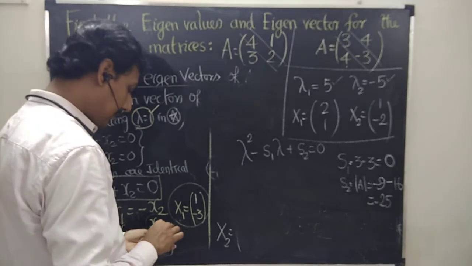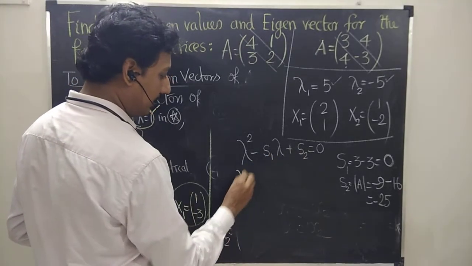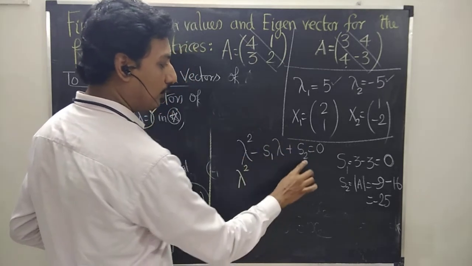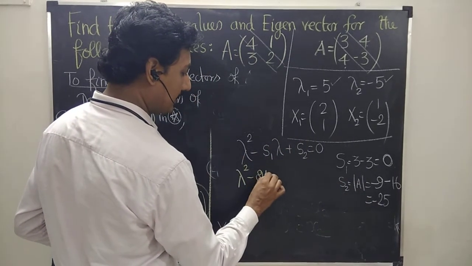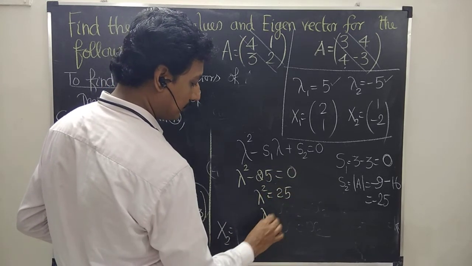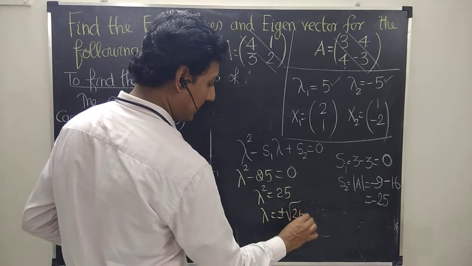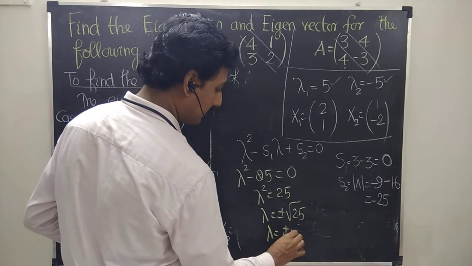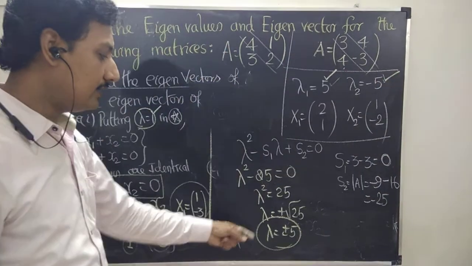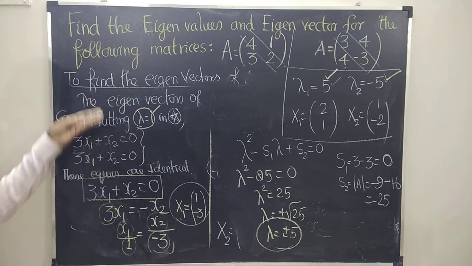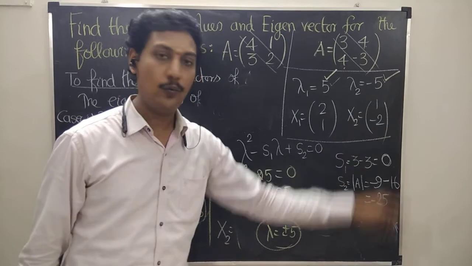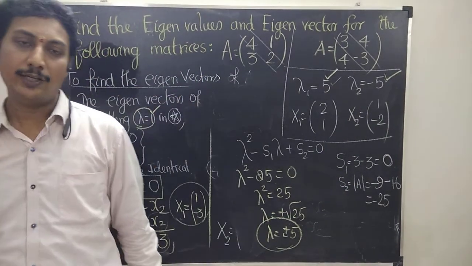Let us substitute the s1 value and s2 value. We get lambda squared, and since the s1 value is 0, let us omit this term. What about s2? Minus 25. So lambda squared minus 25 equal to 0. So lambda squared is equal to 25, and lambda is equal to plus or minus root 25, otherwise lambda is equal to plus or minus 5. So lambda equal to plus 5, lambda equal to minus 5. Now find the corresponding eigenvectors using this concept, and you will get the eigenvectors 2, 1 and 1, minus 2. Try this question. Thank you so much.